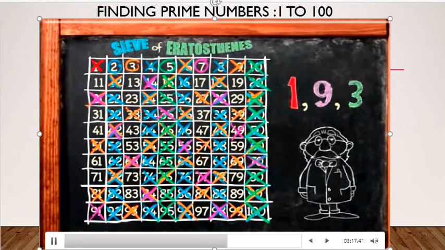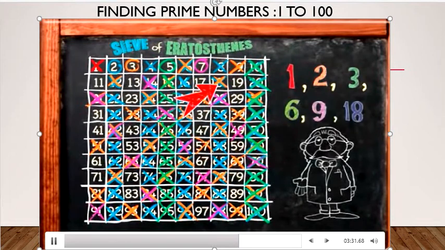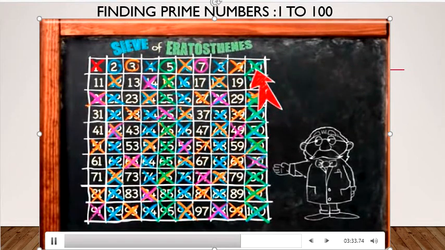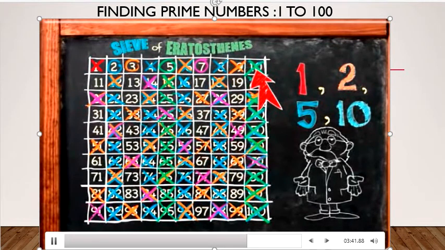It has more than 2 factors. All of the multiples of 9 have also been crossed out because they have other factors besides 9. For example, 18 is already crossed out because it has factors of 1, 2, 3, 6, 9, and 18. 10 is not a prime number because it has factors of 1, 2, 5, and 10. All the multiples of 2 and 5 have already been crossed out. This also means that all of the multiples of 10 have been crossed out.